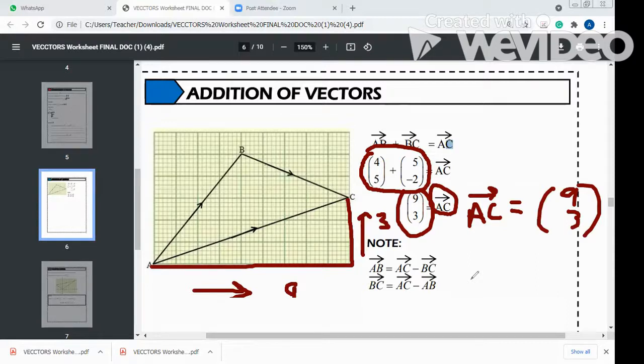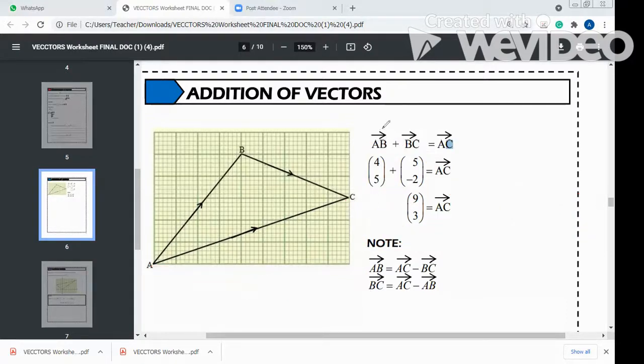Okay, I see. And then what is down here is when you transpose AB. For example, if you want AB, just bring over BC, so you get AC subtract BC.